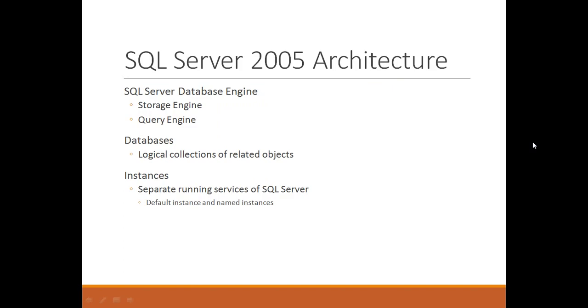An SQL Server database engine consists of two parts: the storage engine and the query engine. The storage engine will be the one to manage the physical files of the database, and the query engine will be the one to manage the different structured requests for the database. As we all know, databases are logical collections of related objects.